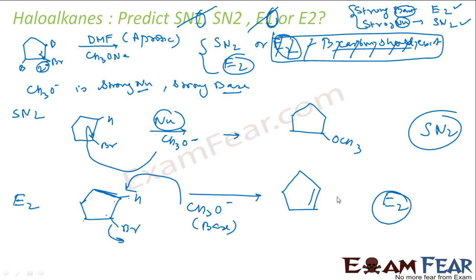So if you see, in this case the output will be both. For this reaction, the output will be both this product and this product, because both SN2 and E2 reactions will happen here.